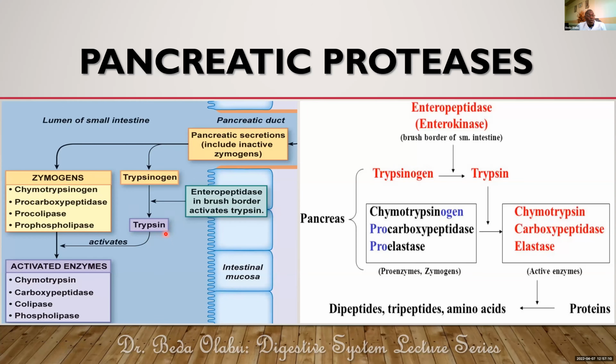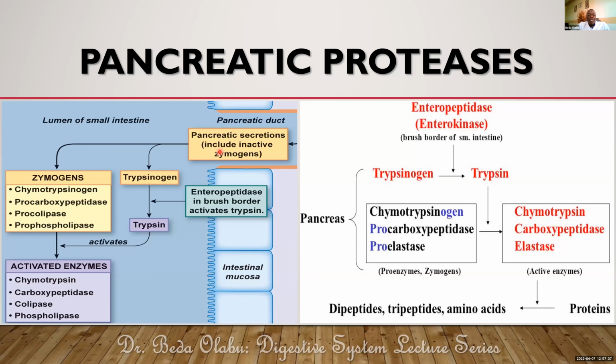But trypsin itself is also important in digestion of proteins as well. So it also helps in digestion of proteins. It's an active enzyme. And the second image captures that flowchart very well. So the point here is the pancreatic enzymes are produced in the inactive state so that they cannot auto-digest the pancreas itself.